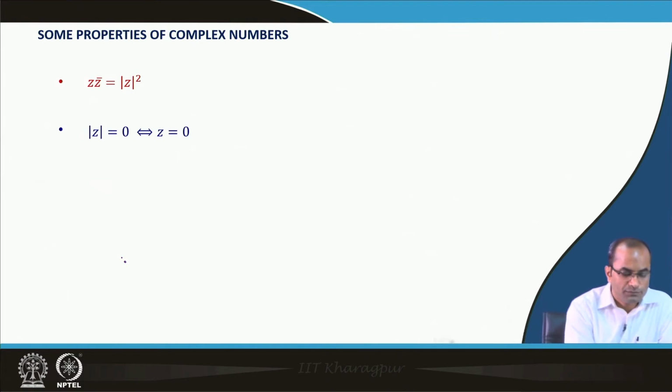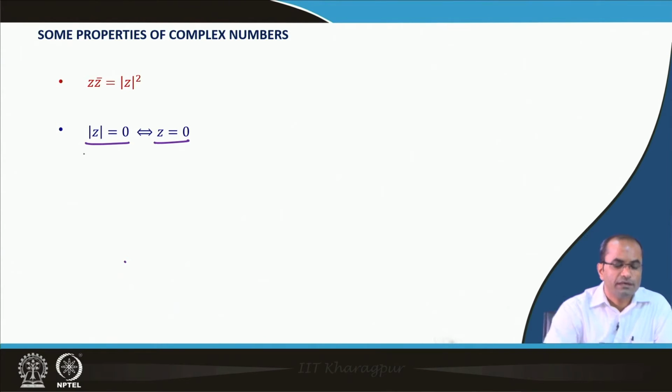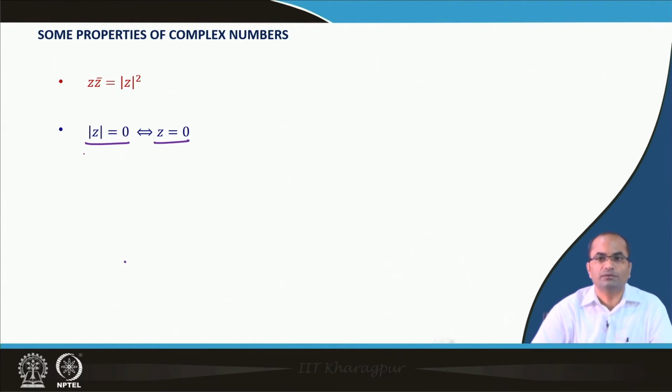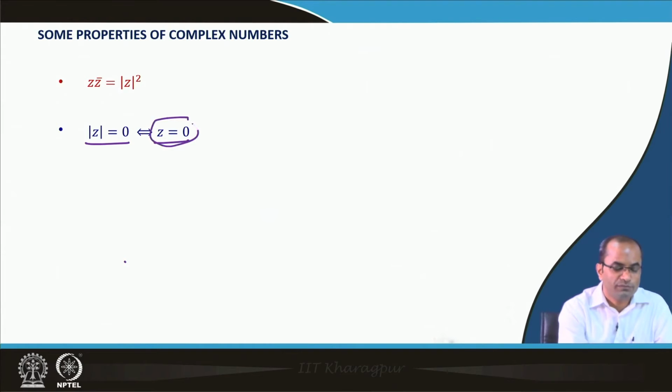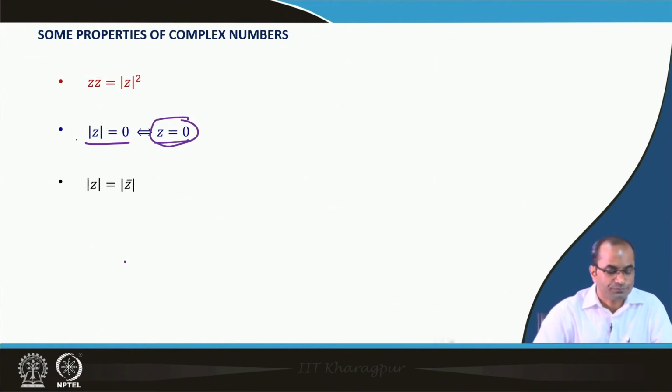Next we have the property that the absolute value of z equal to 0 is only possible when z equal to 0, and if z is equal to 0 the absolute value must be 0. So this is clear. The absolute value is the distance from the origin to that point, and that will be 0 only if you are exactly at the origin. If you are away from the origin, there will be some distance, and that cannot be 0. So z equal to 0 implies that the absolute value is 0, and the absolute value of a complex number being 0 implies that this number is 0.